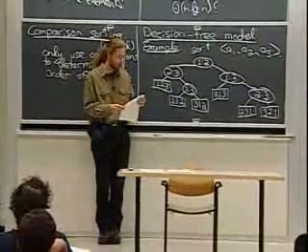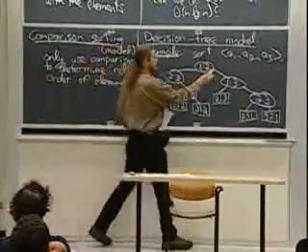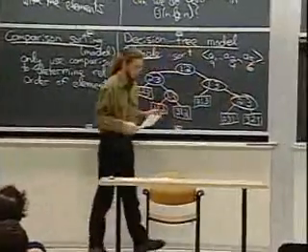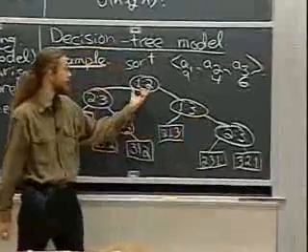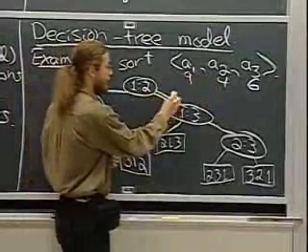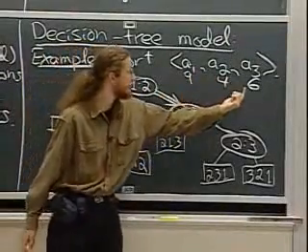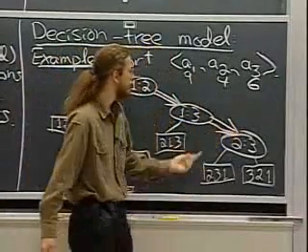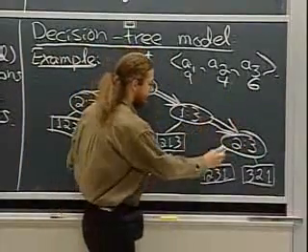So let's try it with some sequence of numbers, say 9, 4, and 6. So we want to sort 9, 4, and 6. So first we compare the first element with the second element. 9 is bigger than 4, so we go down this way. Then we compare the first element with the third element. That's 9 versus 6. 9 is bigger than 6, so we go this way. And then we compare the second element with the third element. 4 is less than 6. And so we go this way.